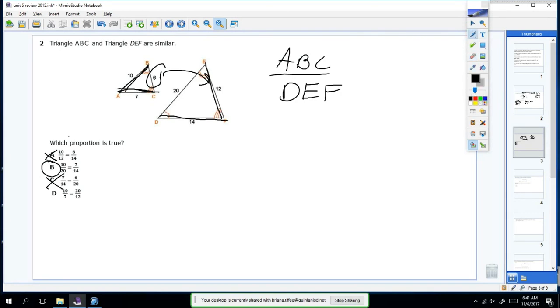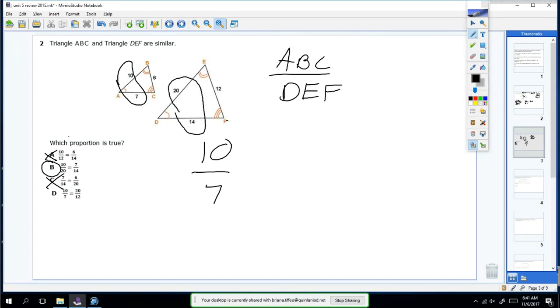Okay, last one. Last one says it's 10 over 7. So instead of going from one triangle to another triangle, they stayed on the first triangle. So they combined these two together. If these two are a ratio, that means on this triangle, these two have to be a ratio. So let's see if they did that. They did 20 over 12. No, they went the wrong way. This 12 should have been a 14. If it was a 14, then that would be correct, but it's not. So D is wrong as well. So B is the correct answer.